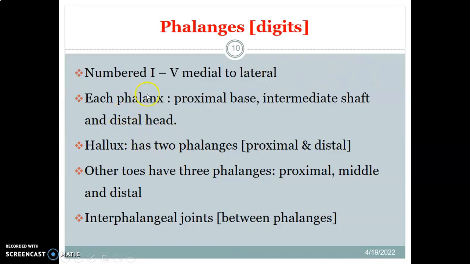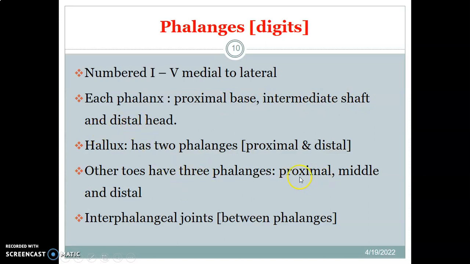Then the phalanges are numbered, the digits are numbered 1 to 5 from medial to lateral, and each digit has 3 phalanges, except the first digit, which has 2 phalanges. The first digit, the big toe, is called the hallux. It has 2 phalanges, the proximal and distal, but the rest have 3, and each phalanx has a base on the proximal aspect, a shaft, and the distal portion is the head.